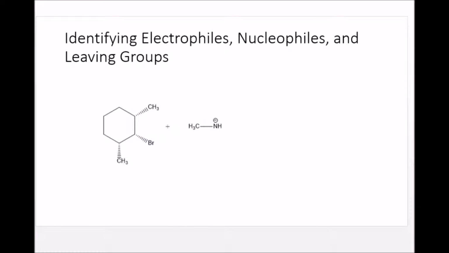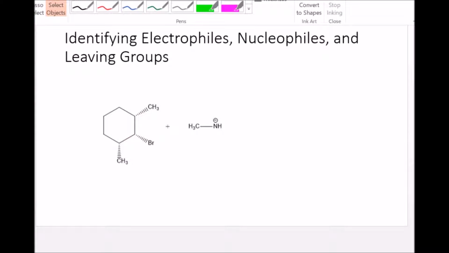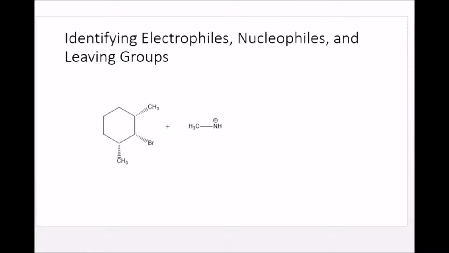Alright, so let's start by identifying the electrophile, nucleophile, and leaving group in our problem. We're actually not going to do it in the order listed above. We're probably going to start by finding one because the other two are more closely related. This is going to be another instance where vocabulary is helpful. Nucleophile roughly translates to nucleus loving, which should give you some clues what to look for.